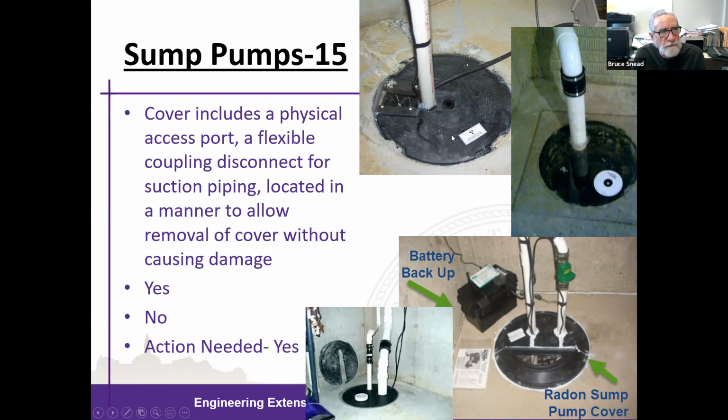Sumps. And again, you can see the number associated with the ASHI inspection item here. The cover includes a physical accessible port to test the operation of the pump, and a disconnect with flexible connectors like you see in the bottom slide and over here on the right-hand slide. And is there a way to remove the cover without causing damage? You can see labels on the upper portion here, the radon vent pipe coming out in the bottom center, and a view port. So again, the sumps and their covers have several requirements that we need to inspect.